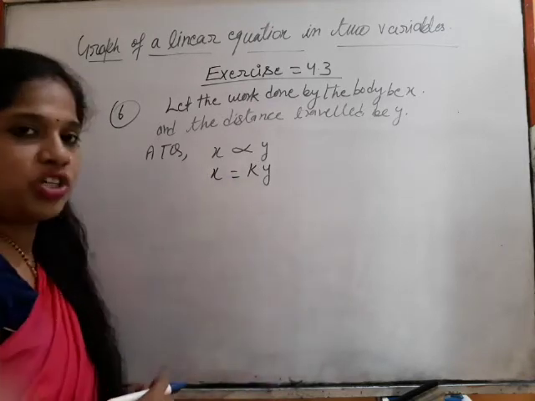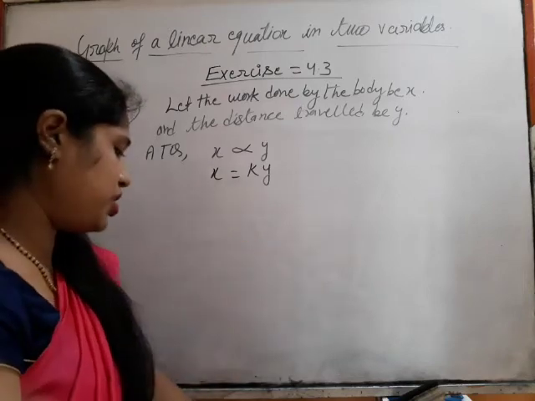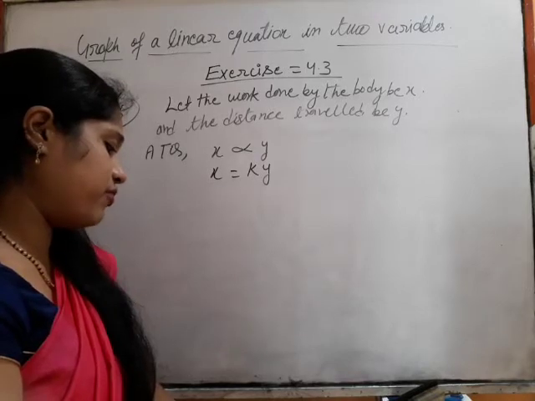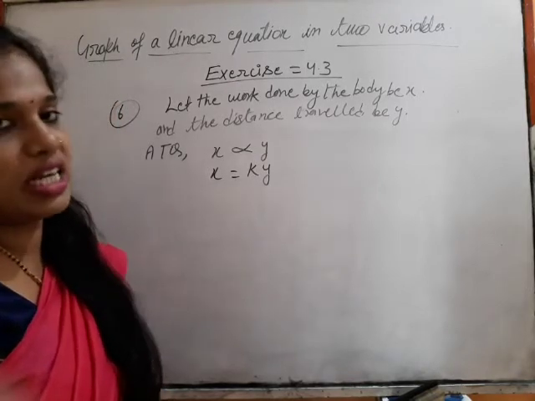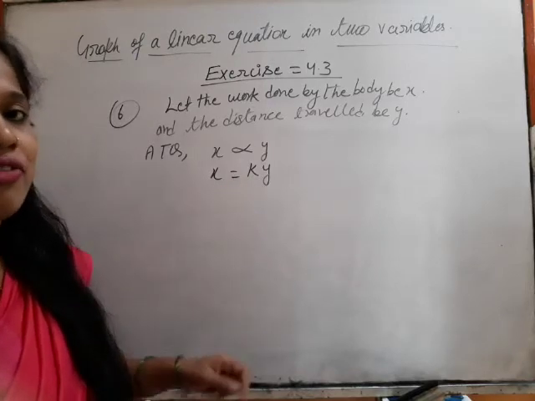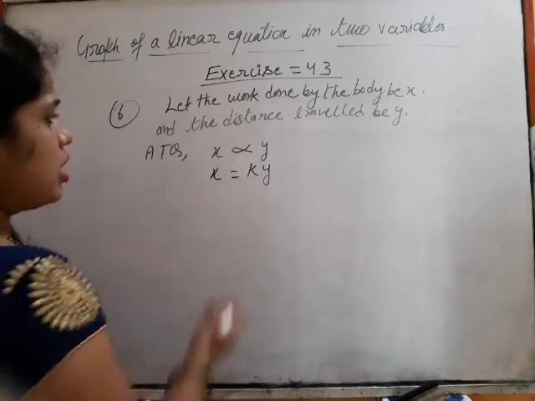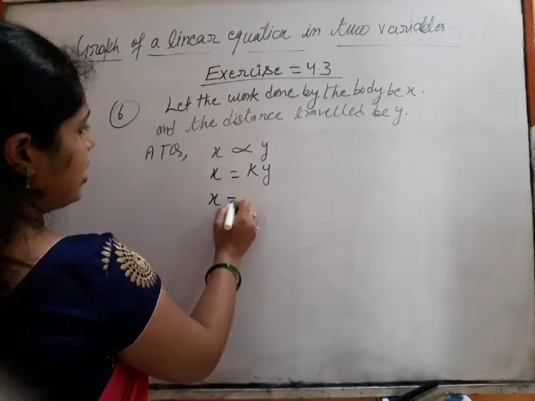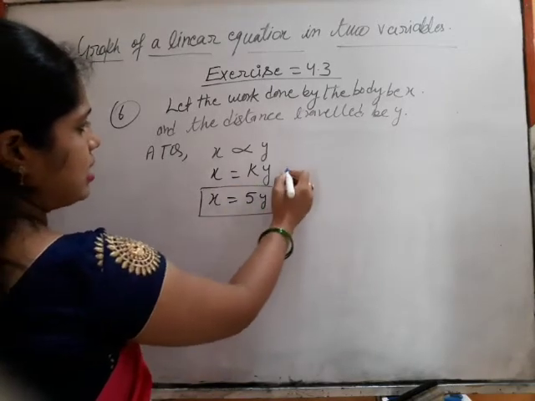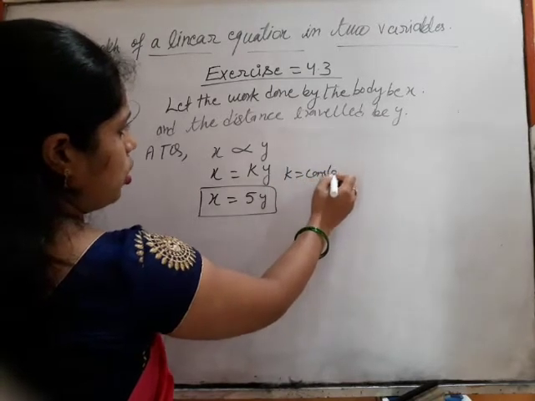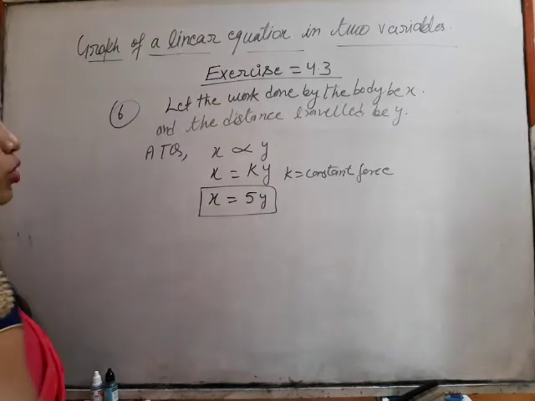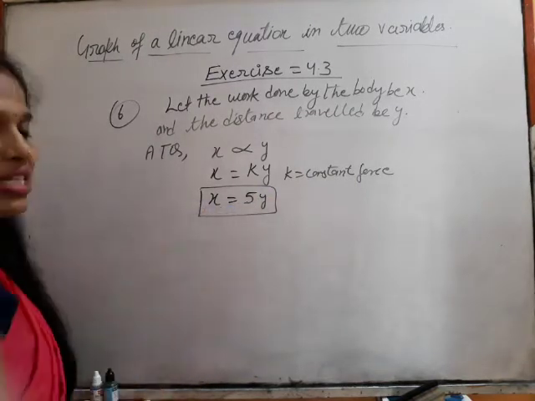So k is the proportionality constant, but according to the question, express this in the form of an equation in two variables and draw the graph of the same by taking the constant force as 5 units. So here we will take this constant as constant force, which is given here 5 units. So according to the question, x equals 5y. This k is constant force, that is 5 given in the question. So this is our equation.